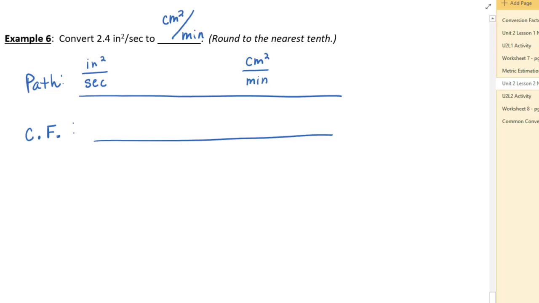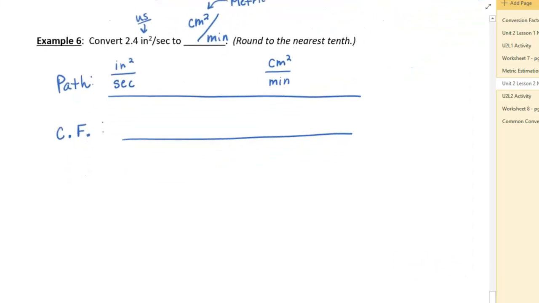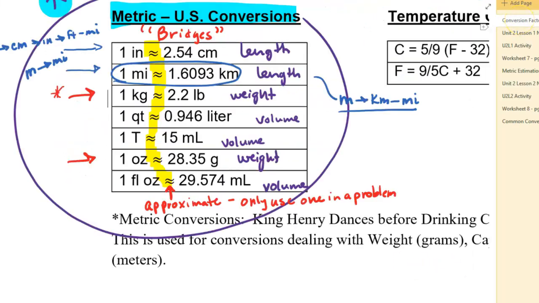So let's focus on the top first. Now this is a US measurement, measuring length. Centimeters is a metric measurement, measuring length. So that means we're going to need a bridge. So let's go to our conversion factor bridges. Well, this is nice. We do have a bridge that goes from inches to centimeters.